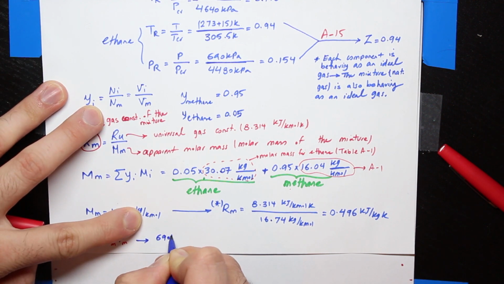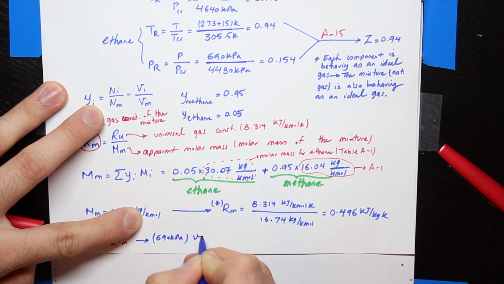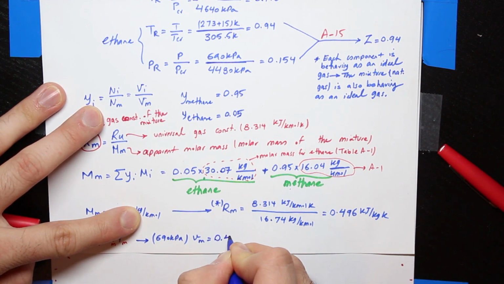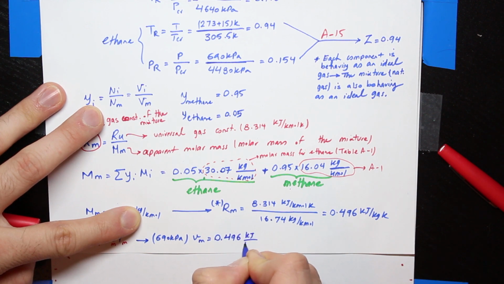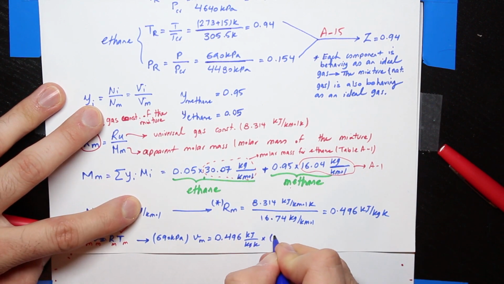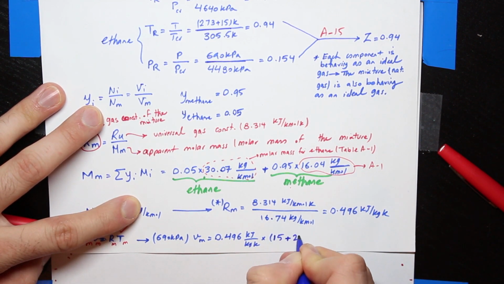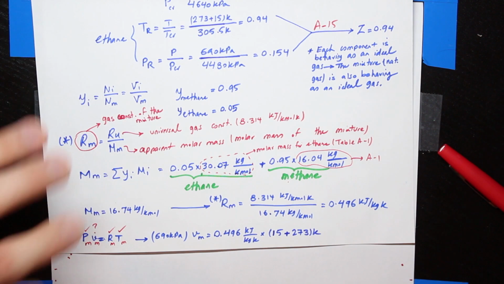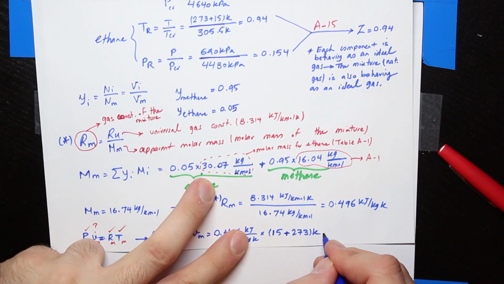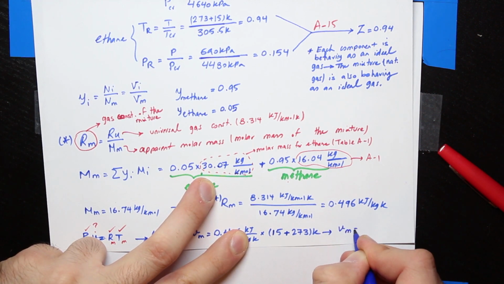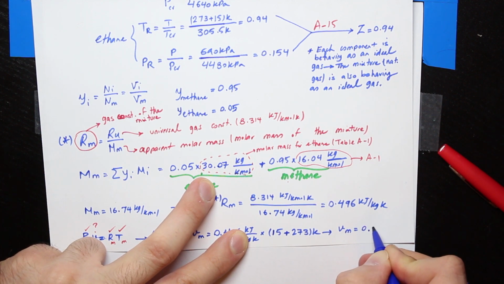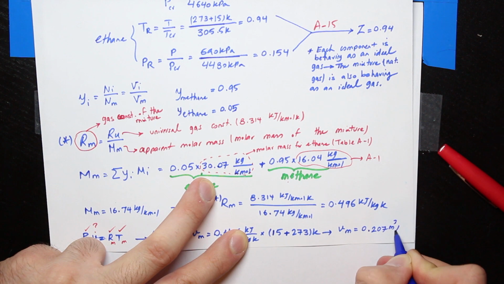So the pressure is 690 kPa. Specific volume of the mixture is equal to Rm, which is 0.496 kilojoule per kilogram Kelvin, multiplied by the temperature of the mixture, which is 15 plus 273 Kelvin. Be careful that in equations like this, your temperature should be in Kelvin. So that gives me the specific volume for the mixture equal to 0.207 meter cube per kilogram.